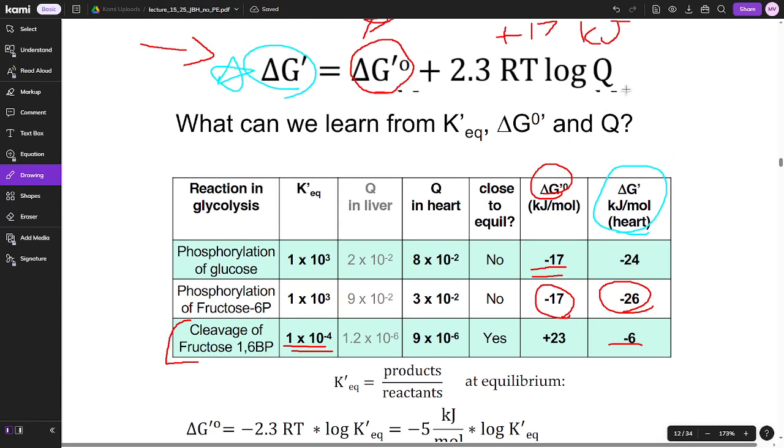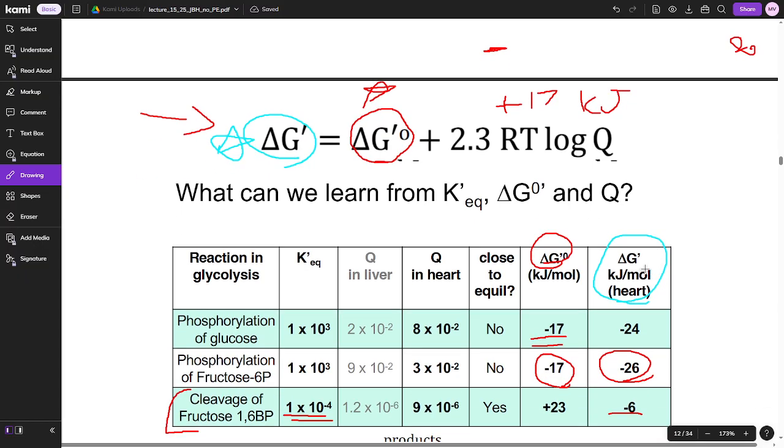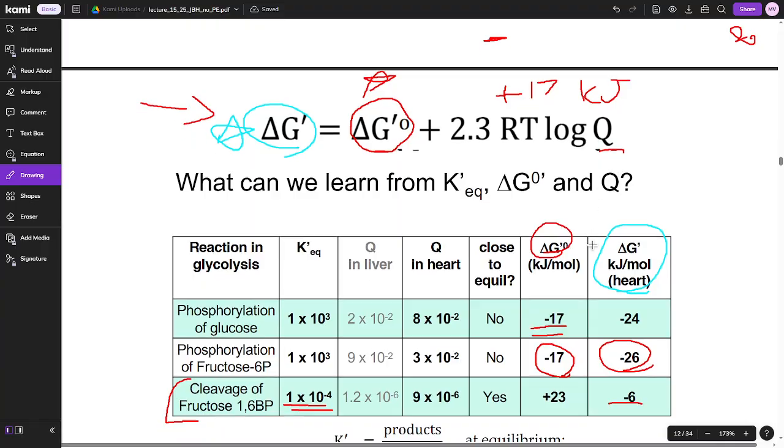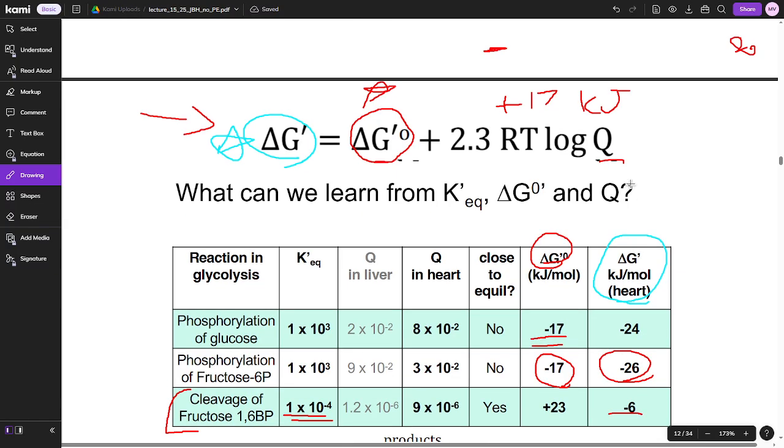Hopefully that makes sense, right? The main point of this is that this delta G prime term is dependent on delta G prime naught, and also the Q value. And so if we're farther away from equilibrium, that means that the external conditions of the environment are actually promoting that. They're promoting this larger delta G value. And if we're closer to 0, that means that the environment is actually favoring going towards 0.